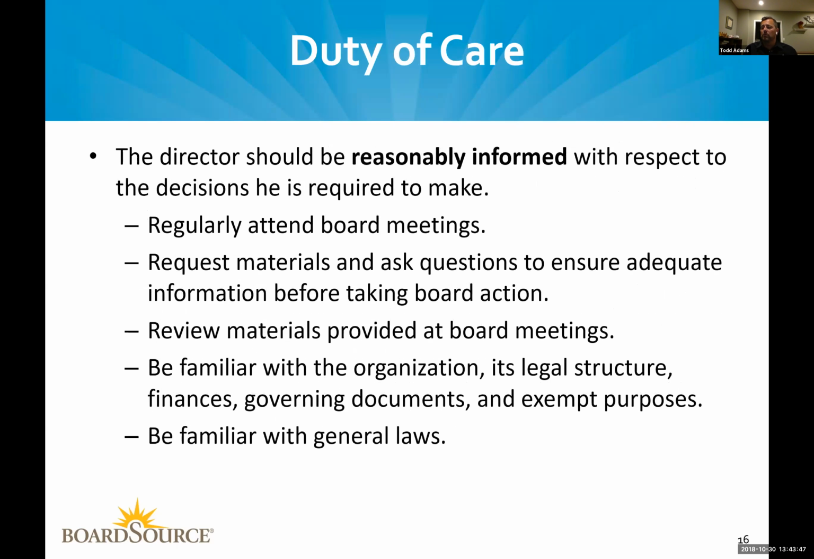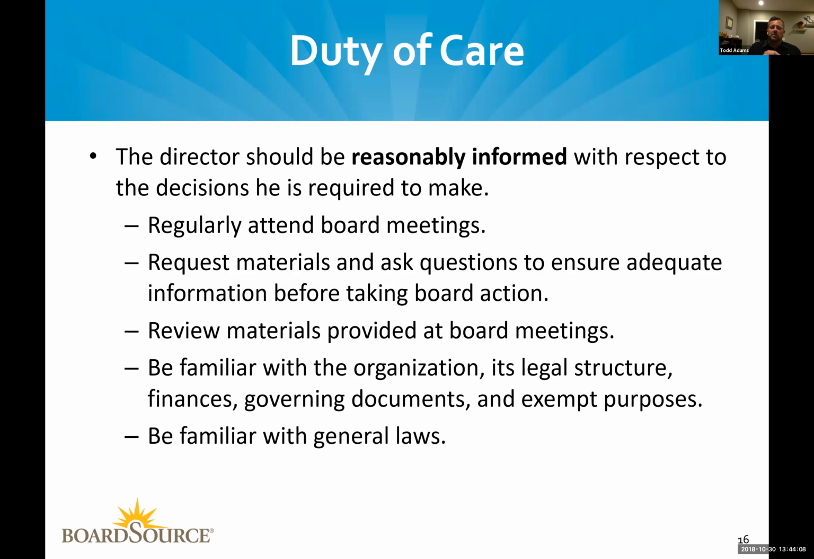So reasonably informed, you need to be at meetings. Hopefully all of you have something in your bylaws or your standing rules for your organization that talks about how you remove a director when they do not attend a meeting, because if they are missing multiple meetings, they are not helping you to lead the organization.